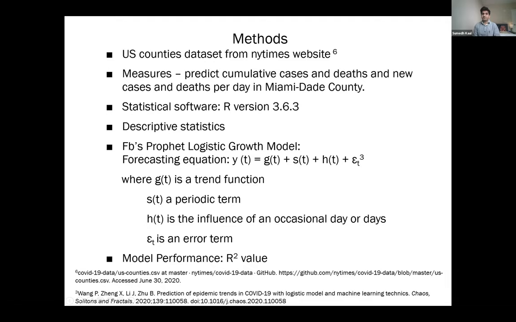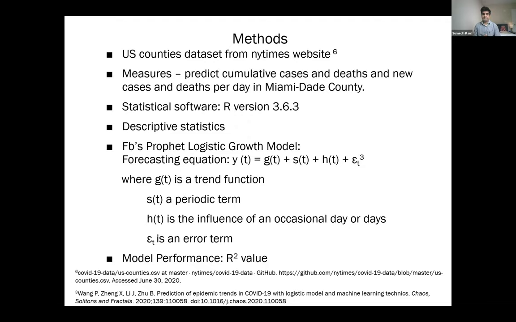So the data for mapping projection graphs was used from the US counties data set, which was taken from the New York Times website. At that time, it was very difficult to get the county level data set as well, but fortunately it was available publicly on the New York Times website. And the measures for this study were to predict the number of cumulative cases and deaths and new cases and deaths per day for the 2 to 8 weeks on the basis of current cumulative cases and deaths and cases and deaths per day using Facebook's Prophet logistic growth model and the autoregressive integrated moving average model.